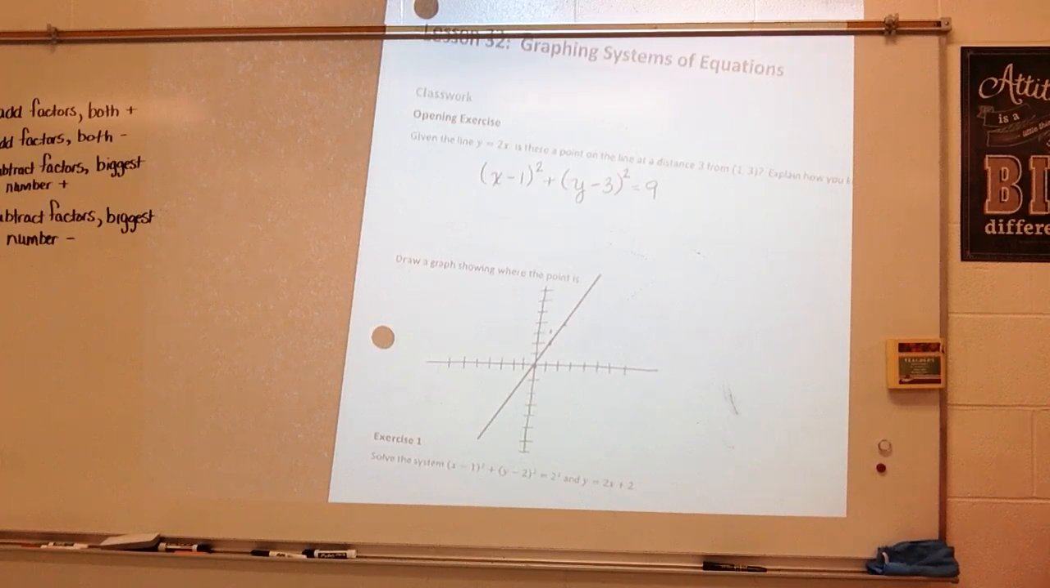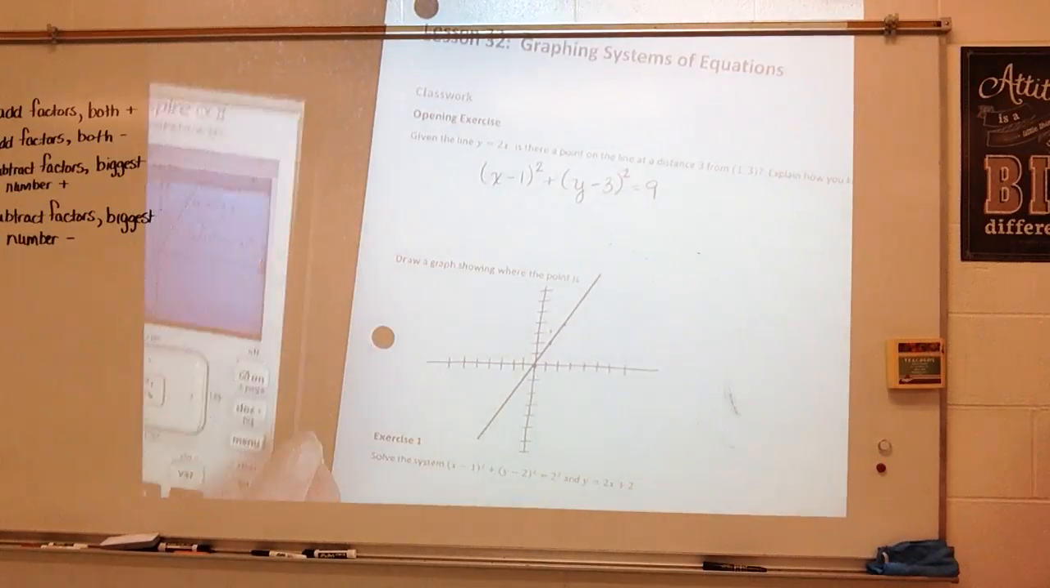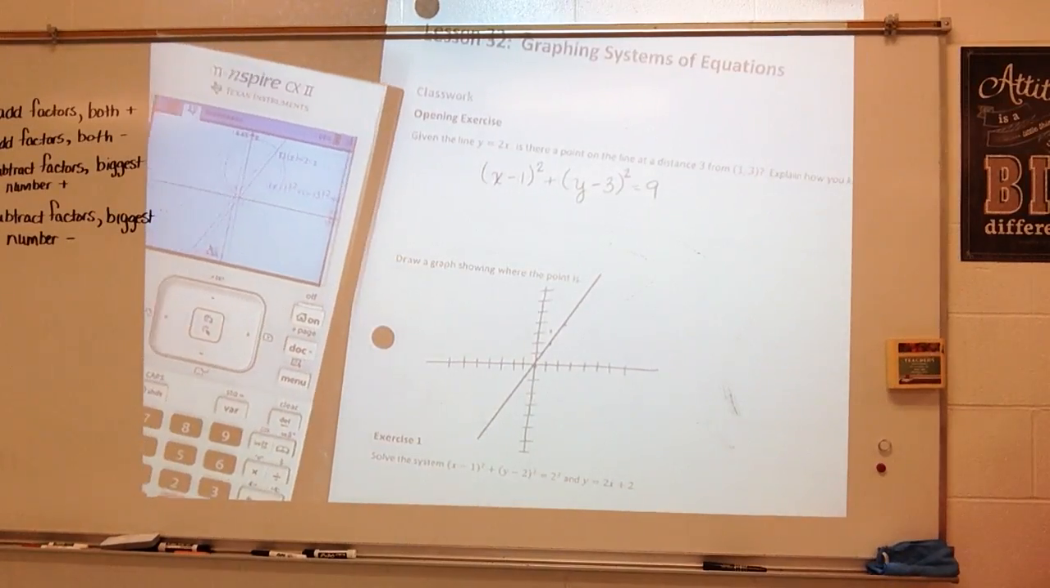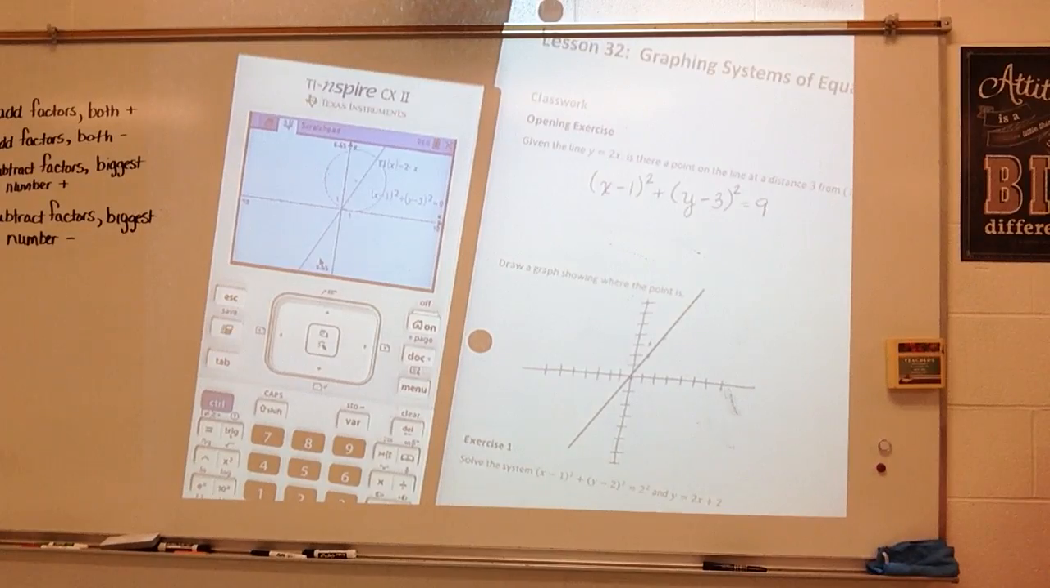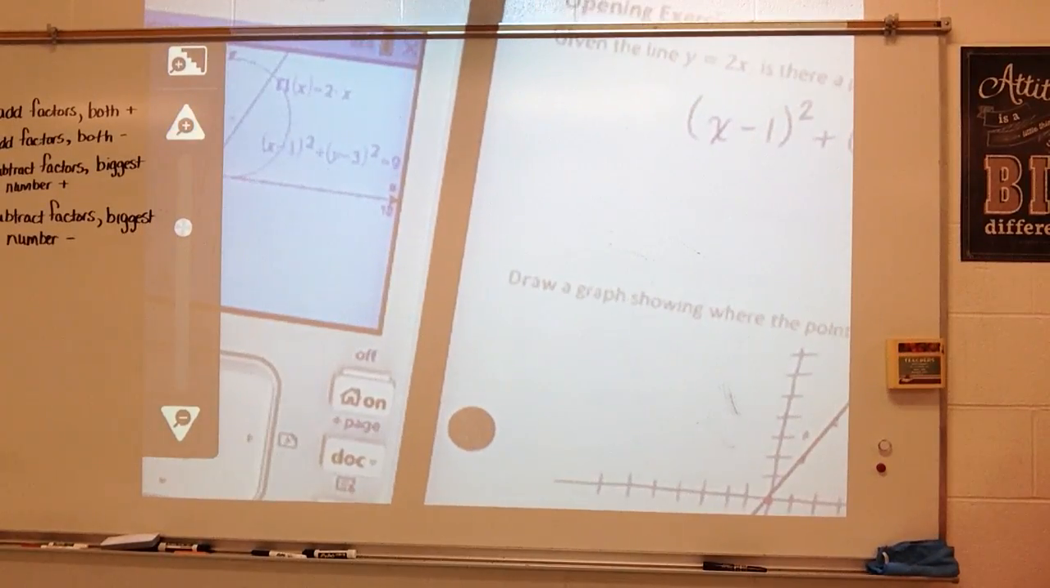(x - 1) squared plus (y - 3) squared is equal to 9. Alright, so here I have graphed it. This is what my graph would look like.